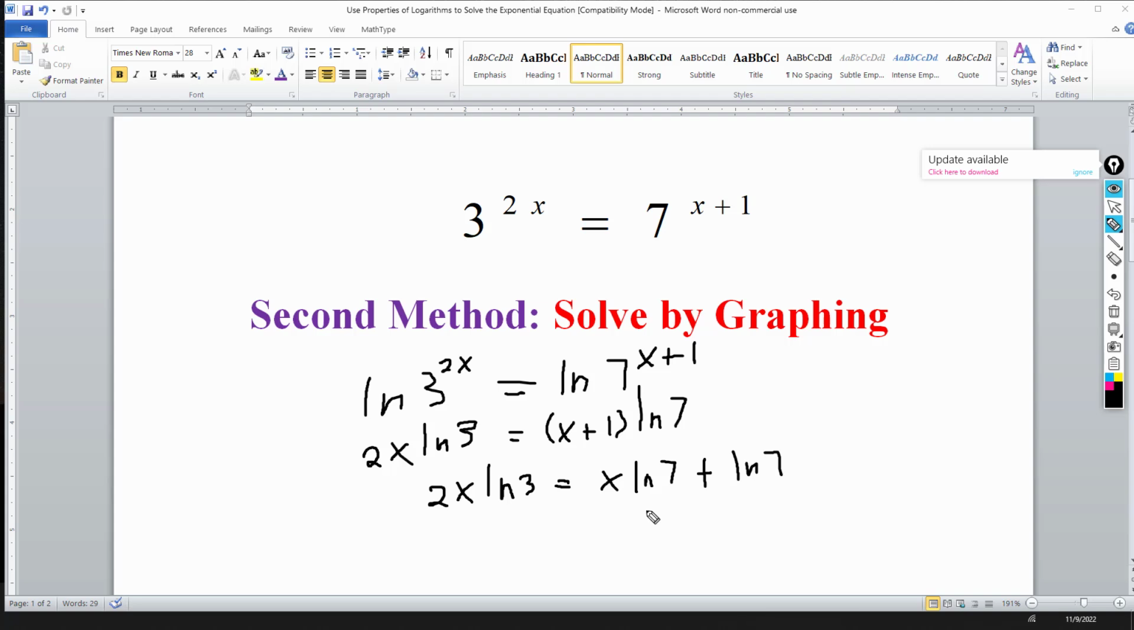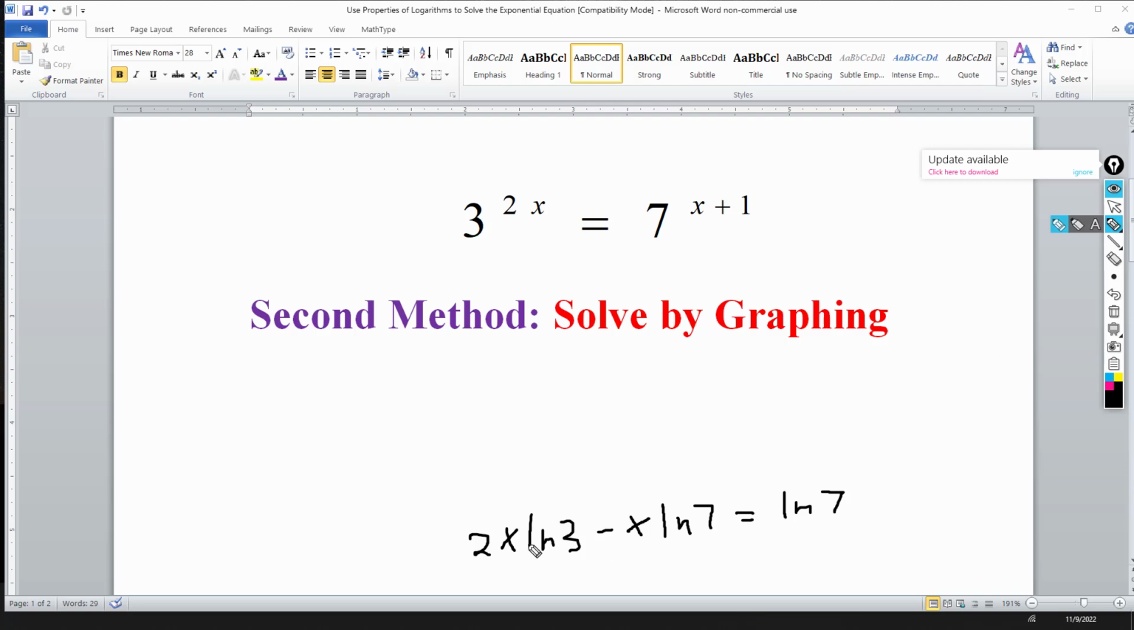And now I'm solving for x. So I want the terms that have an x on one side. So let's do this. This will be 2x ln of 3. And then the x ln of 7 comes over. We're adding the opposite to both sides, so it's just bring it over and change the sign. So it's minus x ln of 7, and that will equal ln of 7. So here I have the x's on one side. So for this one here, I'm just going to factor out an x. This will be the next step.